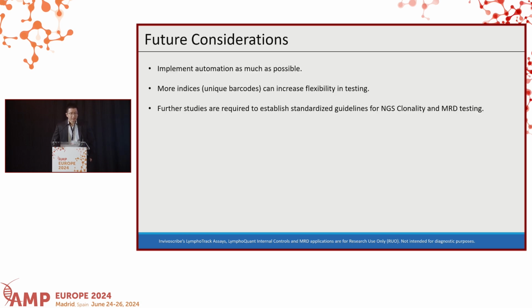For future considerations, especially for testing in a high throughput environment, implement automation as much as possible, whether it be in the wet lab or an automated analysis, to improve turnaround time. More indices can increase flexibility in testing on top of what is available for purchase. And InVivoScribe is working on a solution to implement these benefits. And then further studies are required to establish standardized guidelines for NGS clonality and MRD testing.